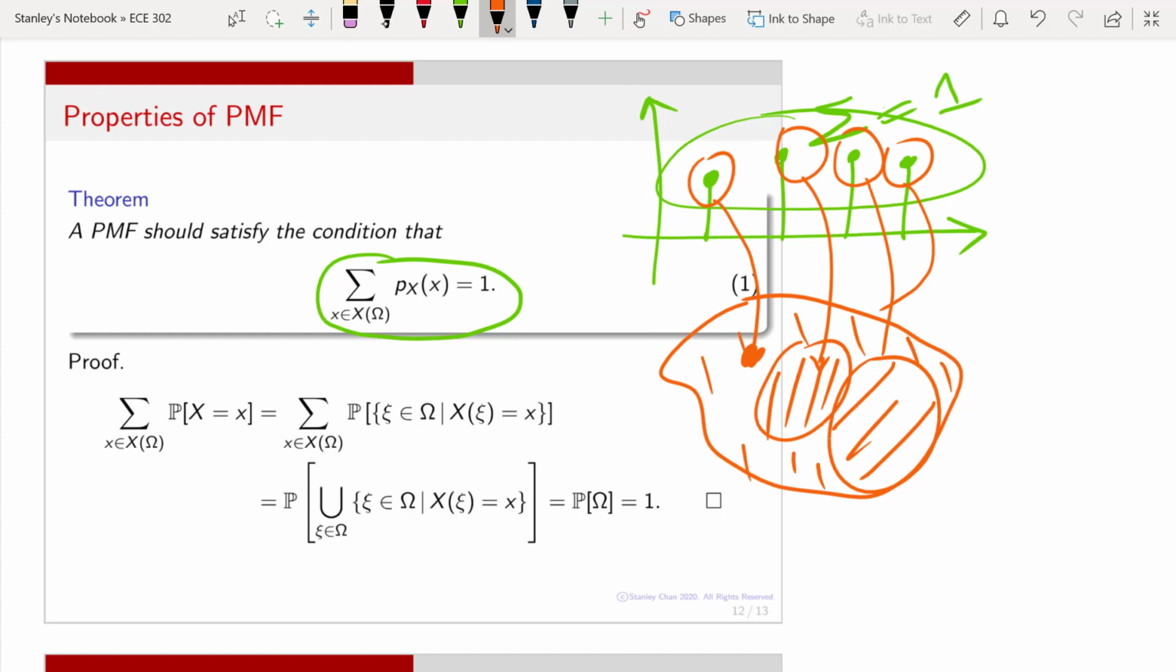Because you're calculating over all the possible numbers that can be mapped by this random variable X, when you do the inverse, it has to cover the entire sample space. Therefore, when you apply the probability to this entire sample space, certainly you will get 1. And here is the proof. It's just a mathematical description of what we have just drawn in this diagram.